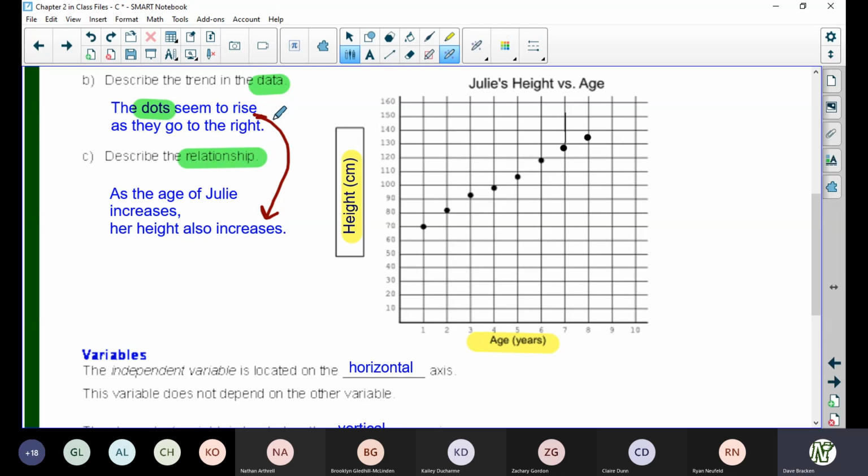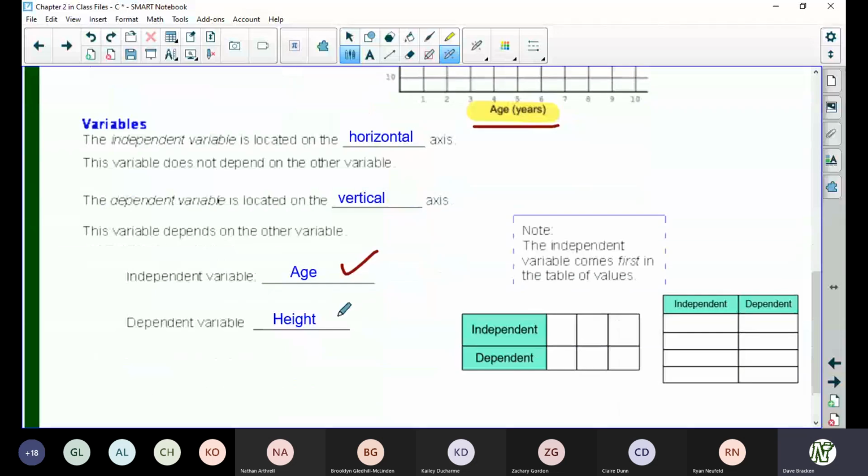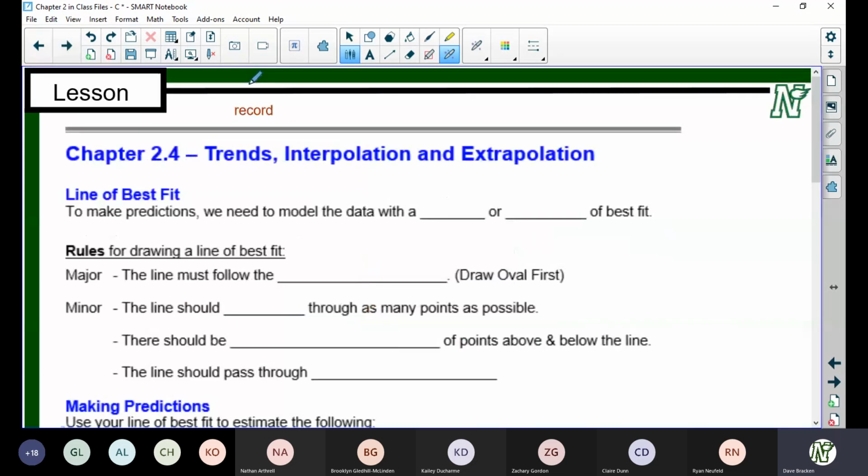We learned about independent and dependent variables. Our independent on the bottom, our dependent on the side. So in our case, age and height. Okay? Now, today we're going to go one step further. And I'm going to move to this page here. And we're going to talk about trends and interpolation and extrapolation, okay? So take a look at those two words again, interpolation and extrapolation. Those are two types of ways that we can estimate.